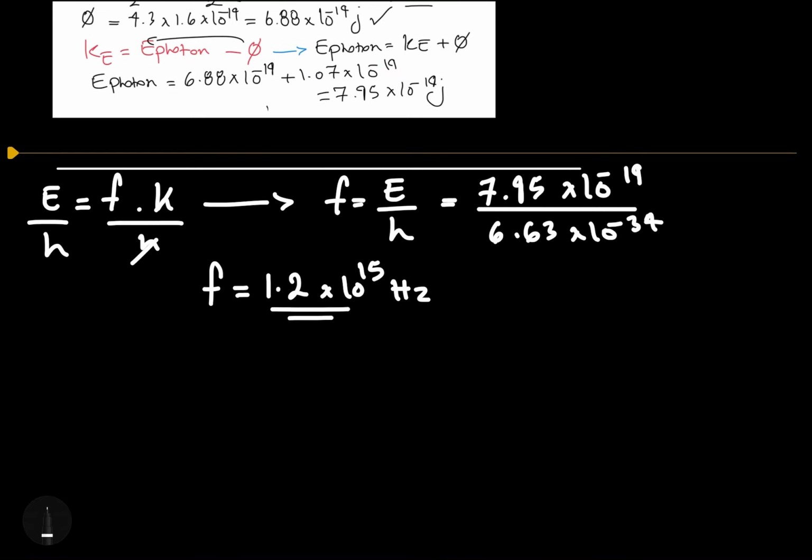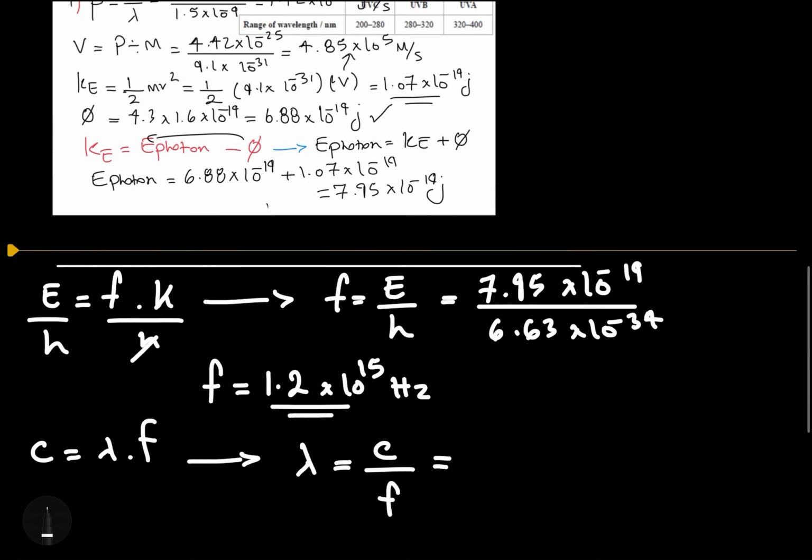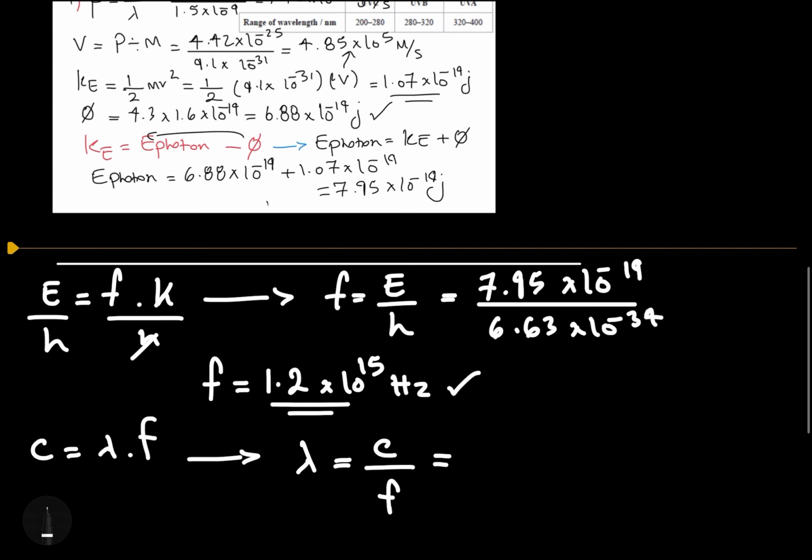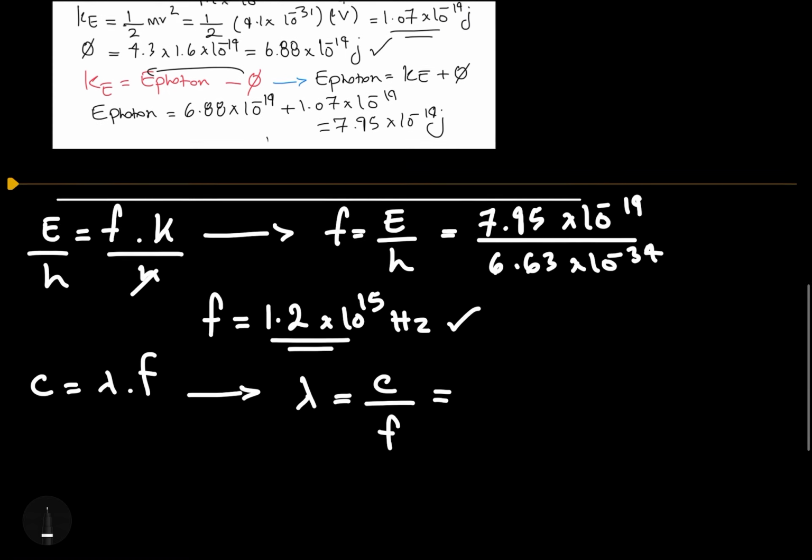And last but not least, we know that the speed of light c equals lambda times f, right? So in order to find the wavelength of this frequency of light, we just need to divide the speed of light by the frequency that we just found. So the whole process was just to find the frequency. And once you have the frequency, you can use c equals lambda f to find the wavelength of light.